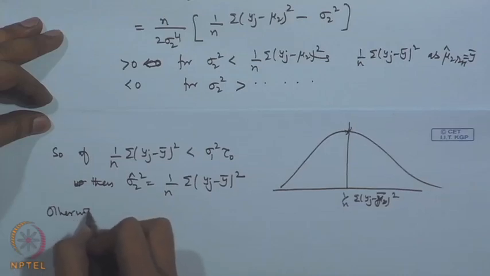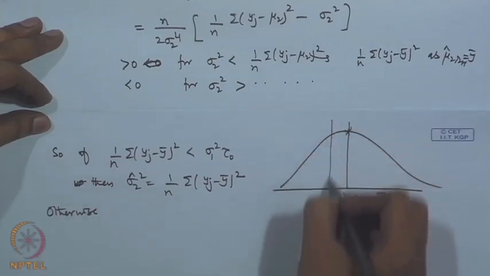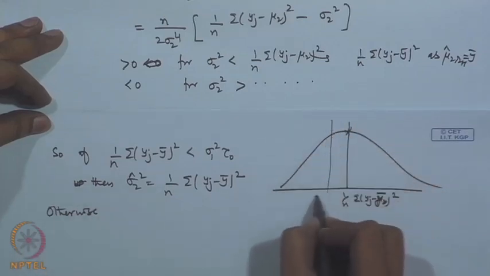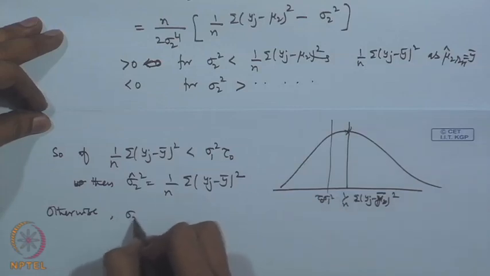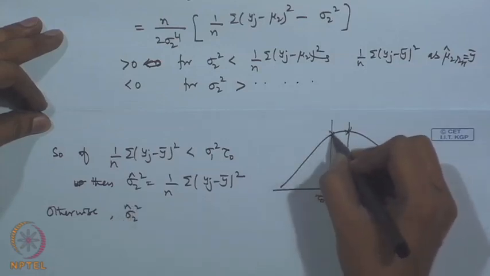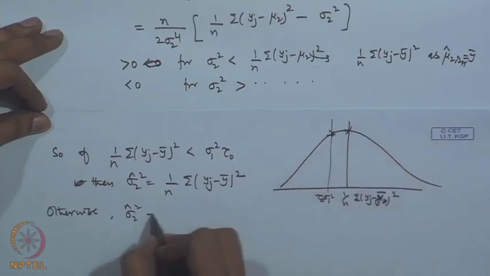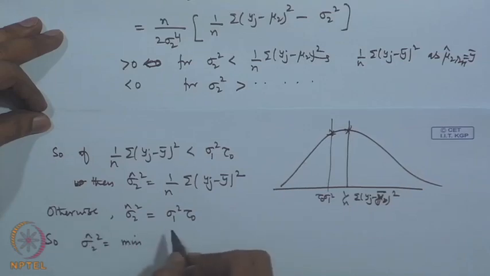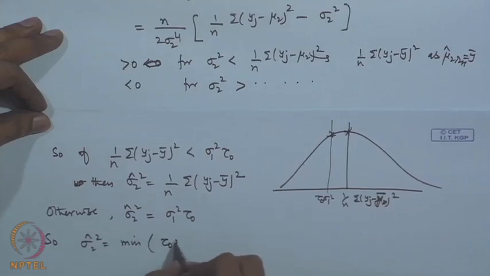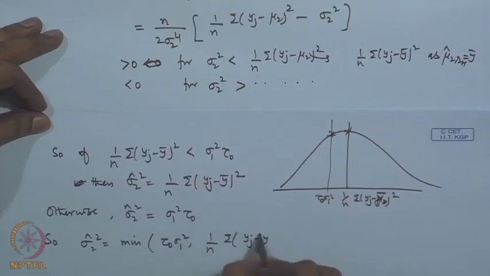Otherwise, suppose tau naught sigma 1 square is here. If that is happening, then the maximization is occurring at this point, that is sigma 2 head square equal to sigma 1 square tau naught. So, we are saying sigma 2 head square is actually the minimum of tau naught sigma 1 square and 1 by n sigma y j minus y bar square.